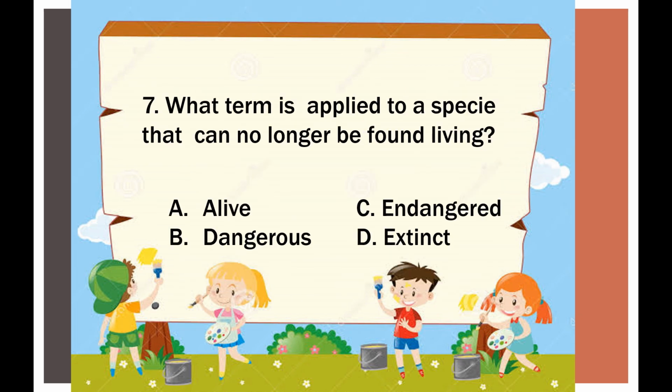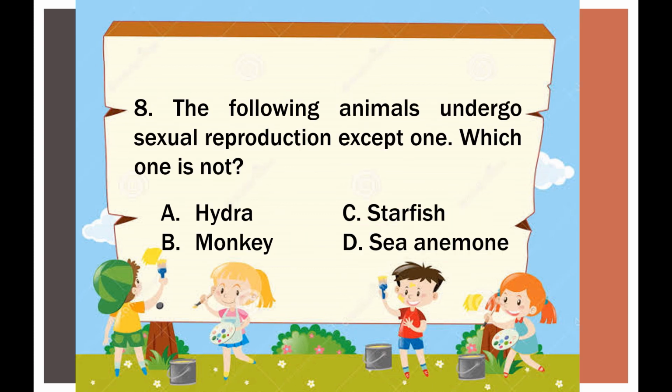Number 7. What term is applied to a species that can no longer be found living? Letter A. Alive. B. Dangerous. C. Endangered. D. Extinct. Number 8. The following animals undergo sexual reproduction except one. Which one is not? Letter A. Hydra. B. Monkey. C. Starfish. D. Sea anemone.